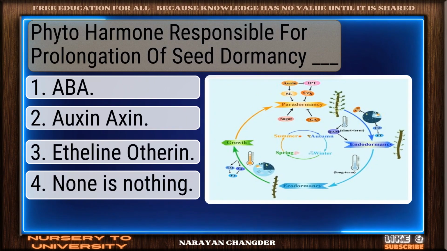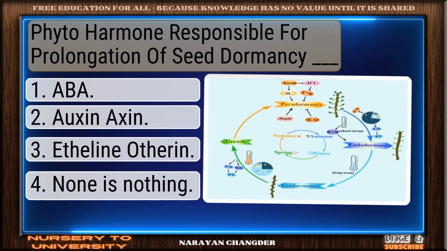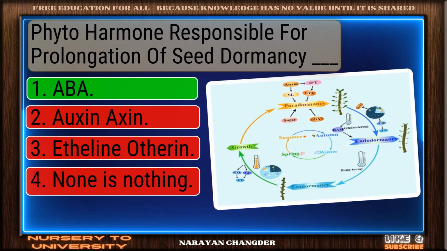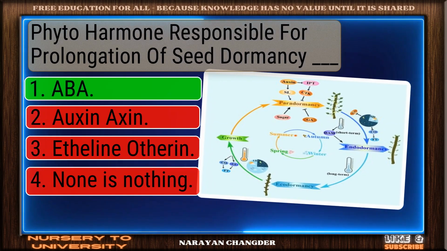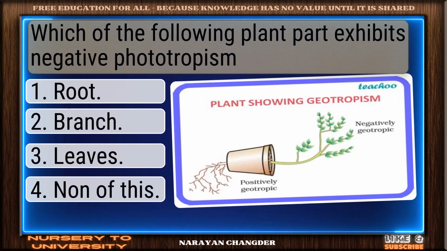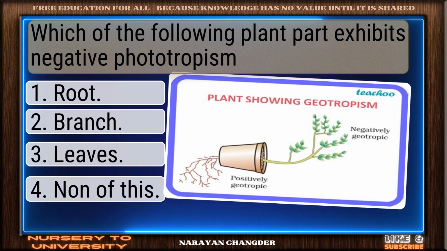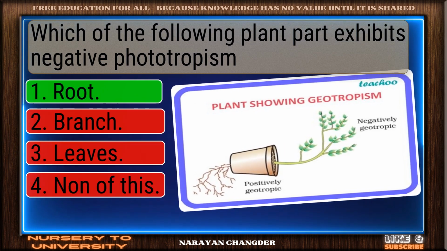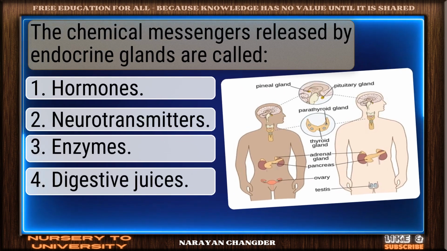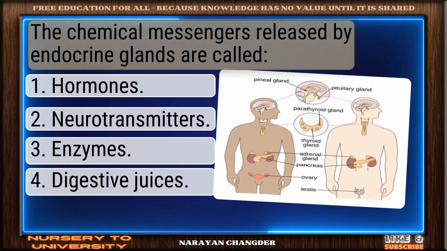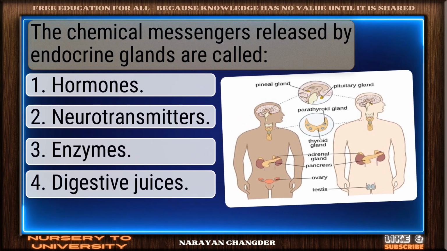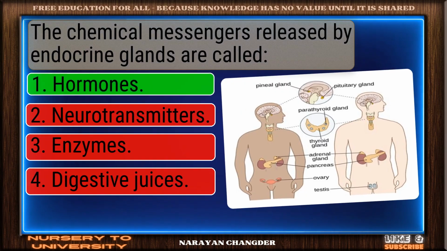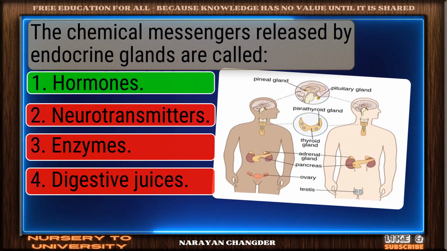Phytohormone responsible for prolongation of seed dormancy. Dash. Sharp thinking. ABA is right. Which of the following plant parts exhibits negative phototropism? You got it. Root fits. The chemical messengers released by endocrine glands are called. Correct response. Hormones is accurate.